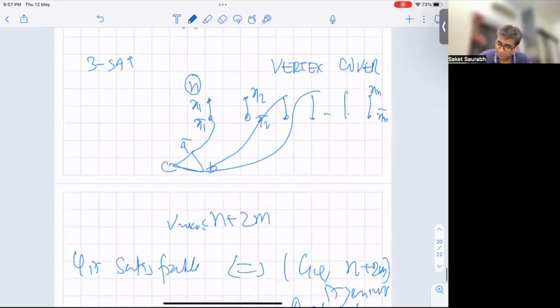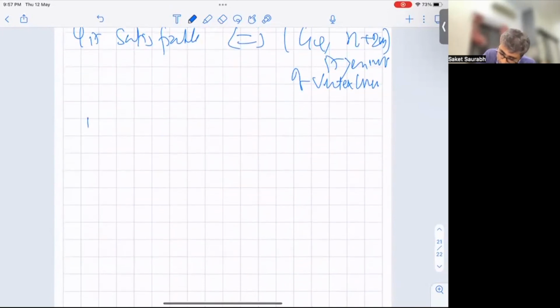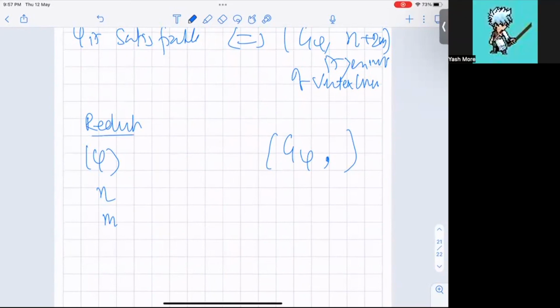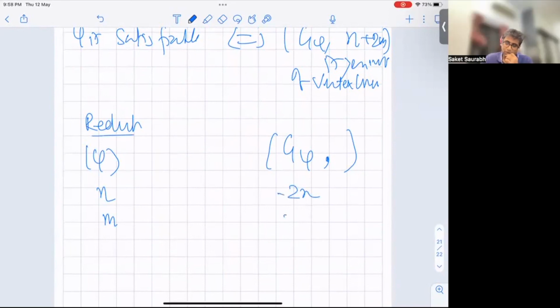Now, there are some very fundamental things which are different in both reductions. So look at the first reduction. We had phi, we constructed g phi, and how many variables were there? N variables and m clauses. And how many vertices were there in this graph? 2n. 2n, excellent. And how many edges are there? At most 2n choose 2.